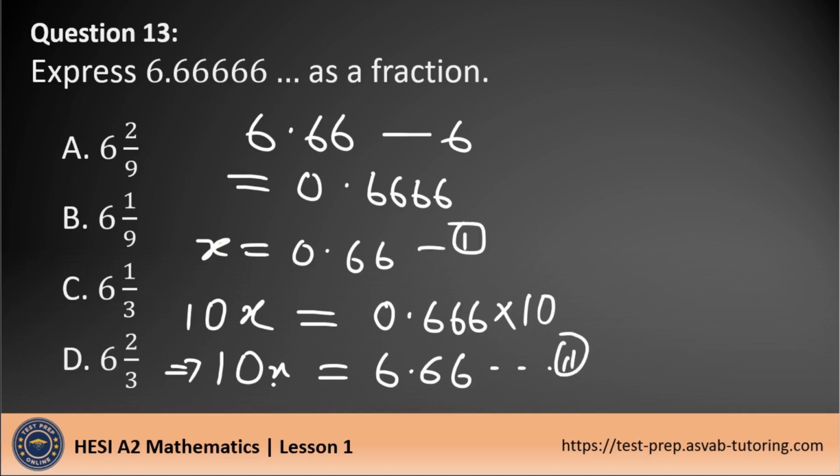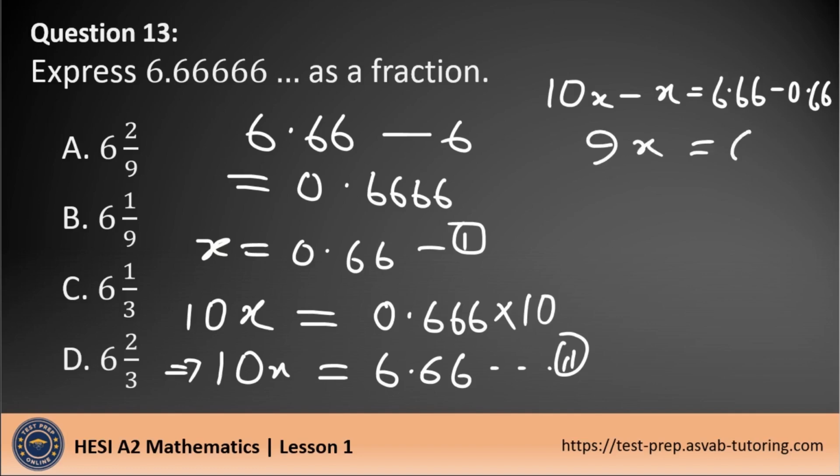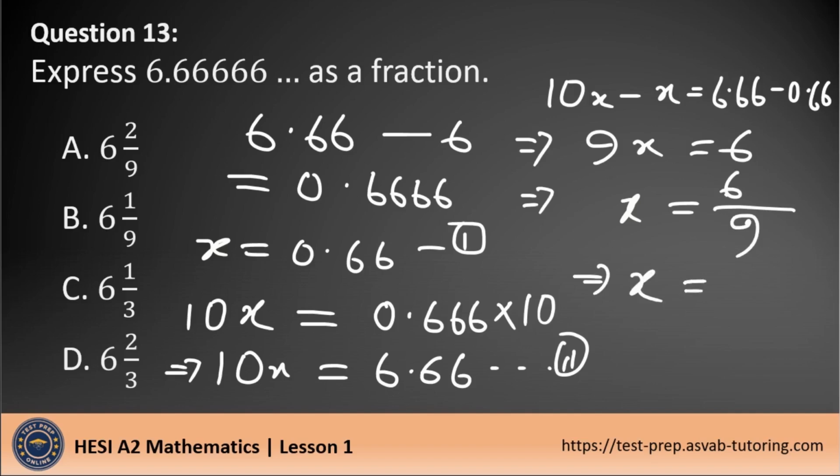So from equation 2 we will subtract equation 1. So what is it? 10x minus x equals 6.66 minus 0.66. So here 9x equals 6. So here x equals 6 divided by 9. So x equals 6 divided by 3 and 9 divided by 3. So here it is 2/3, 2 divided by 3.